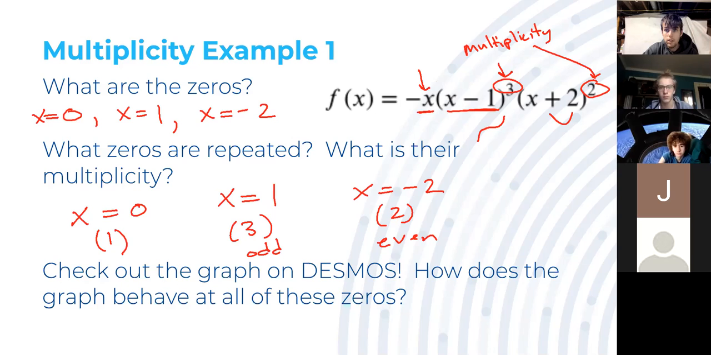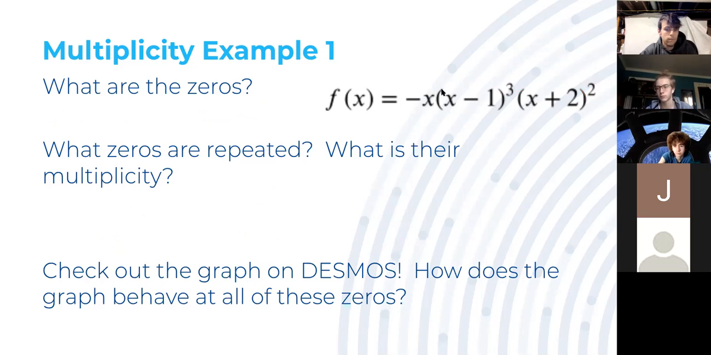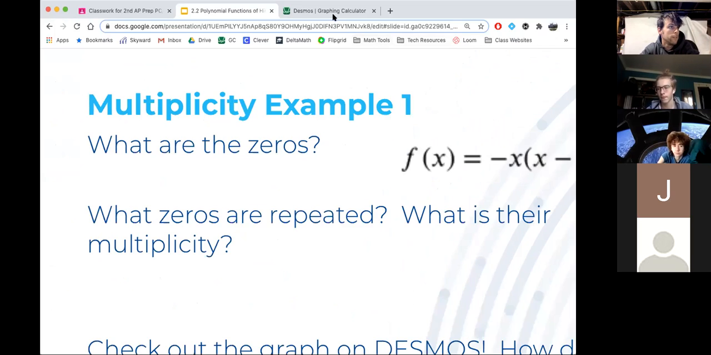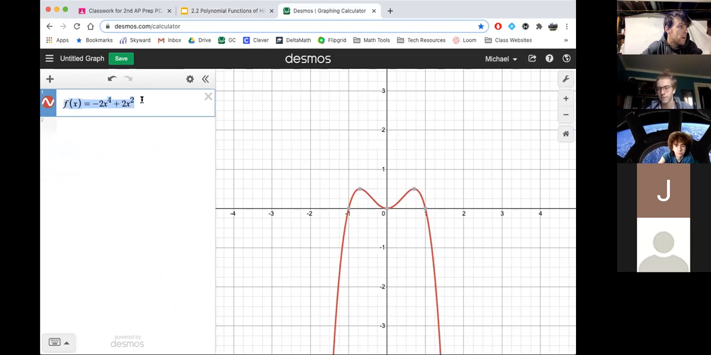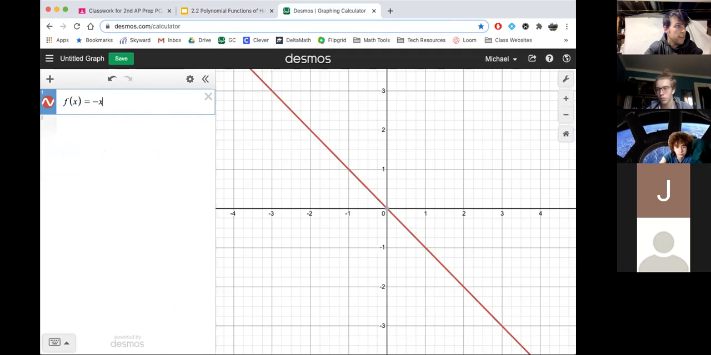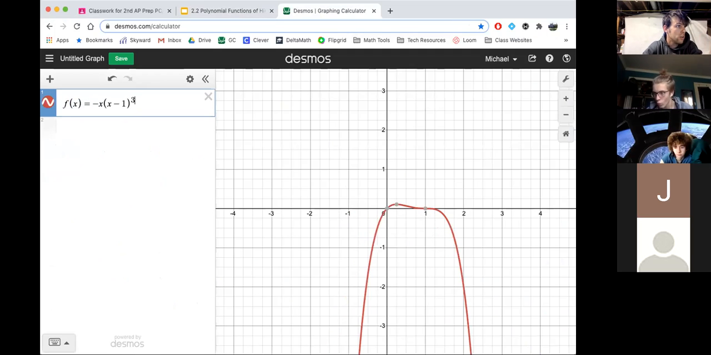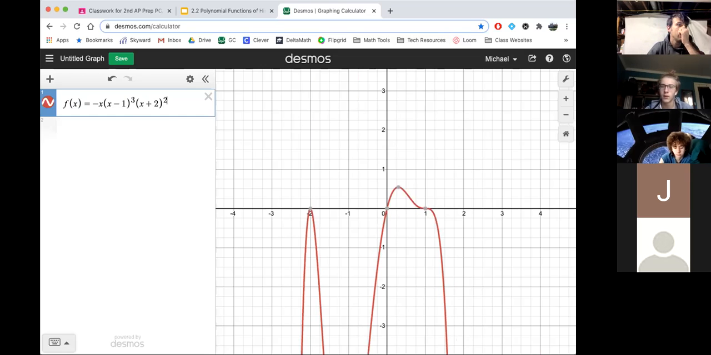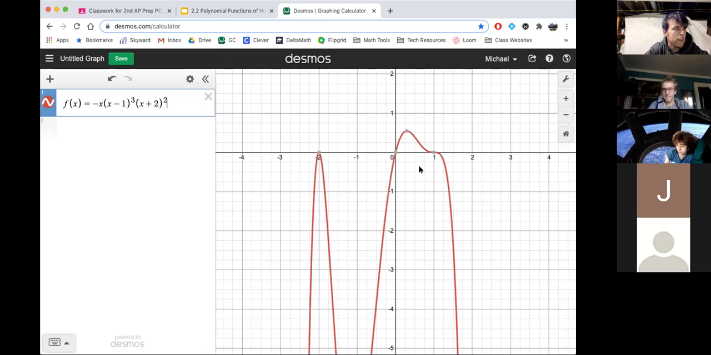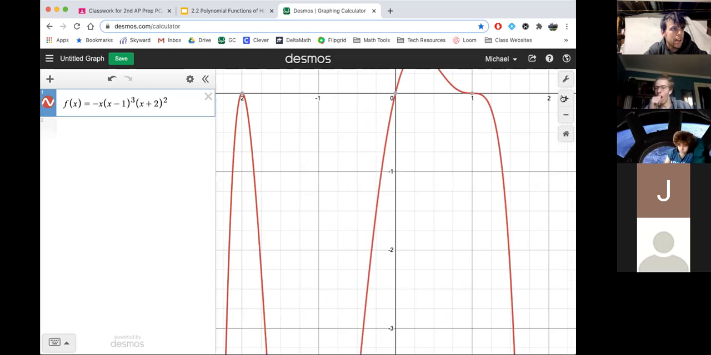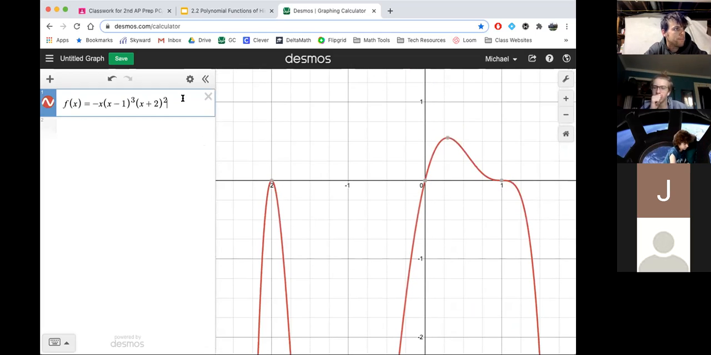I'm going to clear this and look at the Desmos graph for this. -x minus 1 to the 3rd, x plus 2 squared. Okay, I actually don't really need to zoom this one out too much because all I'm really looking at are the x-intercepts here. I actually may even want to zoom in on them a little bit.